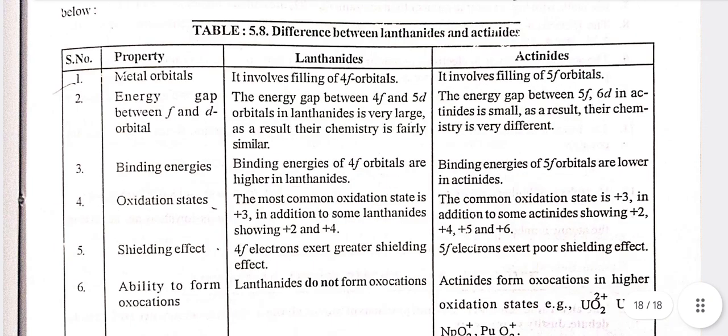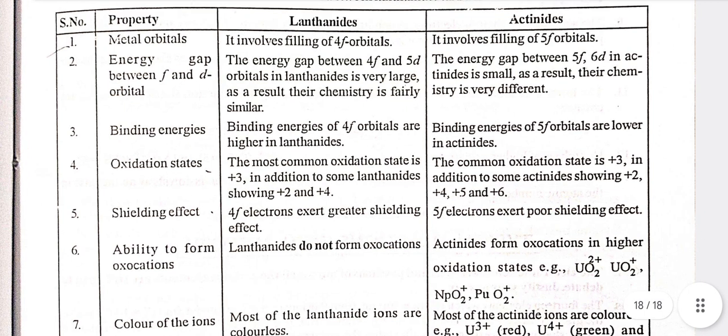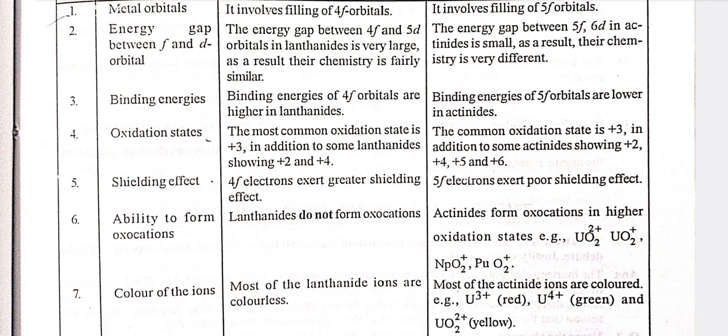Points of difference. Property: lanthanides, actinides. Orbitals: lanthanides involve filling of the 4f orbital, actinides involve filling of the 5f orbital. Energy gap between 4f and 5d orbital is large in lanthanides, whereas the energy gap between 5f and 6d in actinides is small. Binding energy of 4f orbitals is higher in lanthanides. Binding energy of 5f orbitals is lower in actinides.